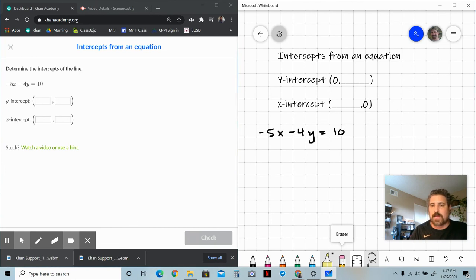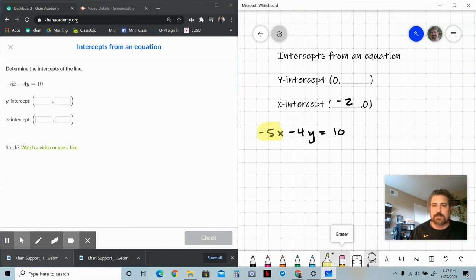So looking for the x-intercept, just cover your y's. And you can see that the x-intercept is going to be when y is 0. So this just goes away. The yellow just makes it disappear, basically. And you're looking at negative 5x is equal to 10, right? So how do you solve negative 5x equals 10? Divide both sides by negative 5. So x is equal to 10 divided by negative 5, which is negative 2. So we know that the x-intercept is going to be negative 2, 0.